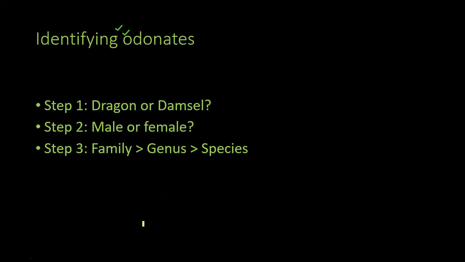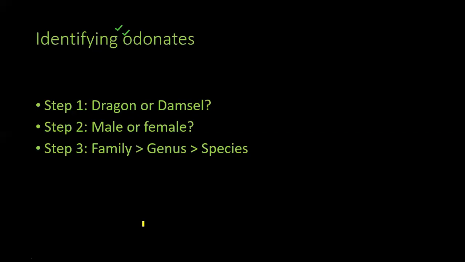So that's a start. Basically, if you have 100 species, 50 dragonflies, 50 damselflies, if you know how to separate them, you bring it down to half of that potential species. So always you can start with that. And then another important factor is to identify the sex of the individual that we are looking at.